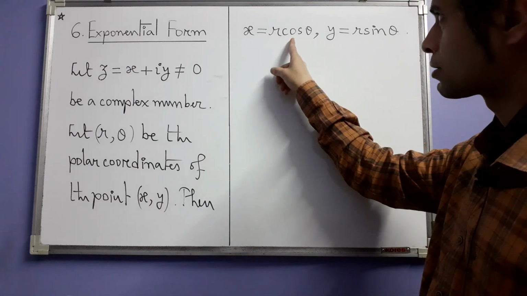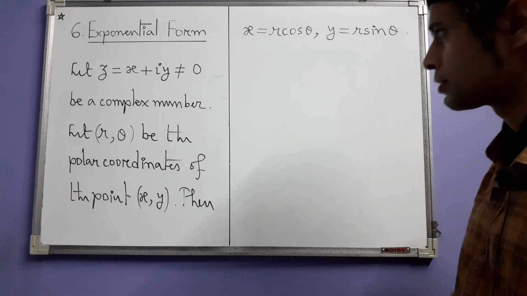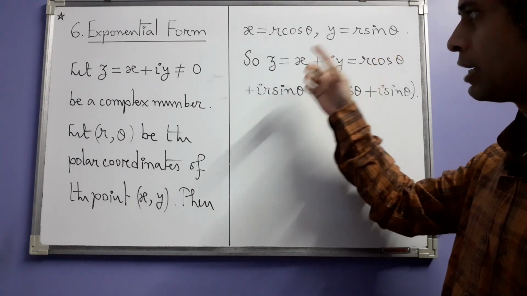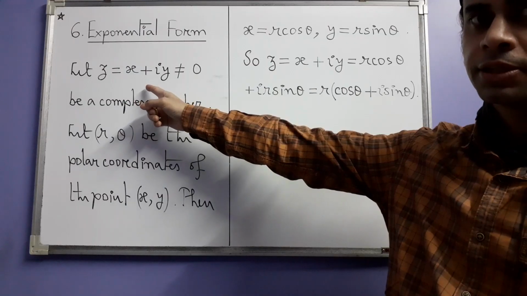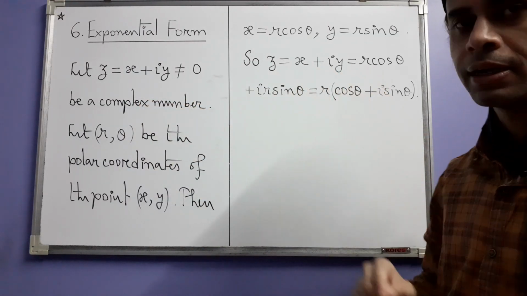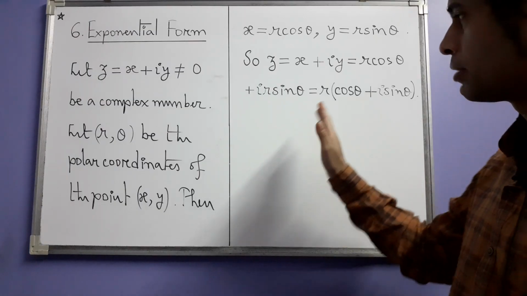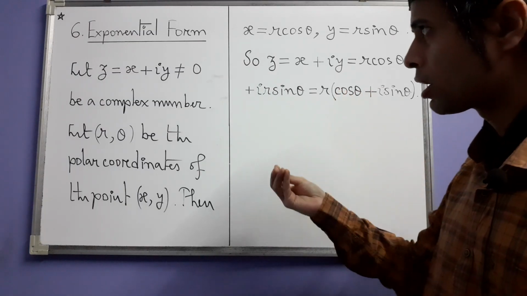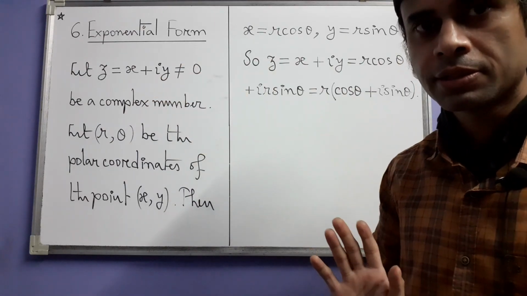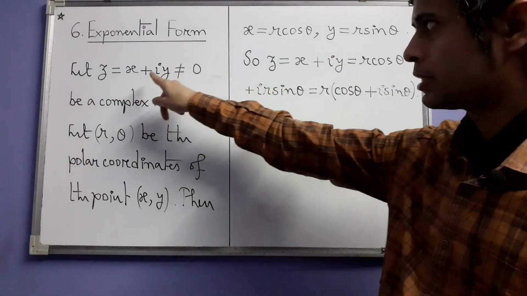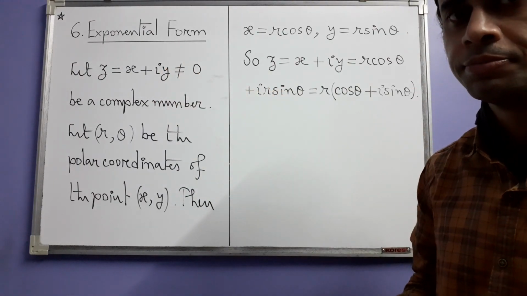Then you know these equations which relate polar coordinates with Cartesian coordinates: x equals r cos theta and y equals r sin theta. So if you now use these values back here in the expression for z, then z becomes r cos theta plus i r sin theta, or r times (cos theta plus i sin theta). This is called the polar form of the complex number z. Note carefully that for this to exist, z needs to be non-zero.